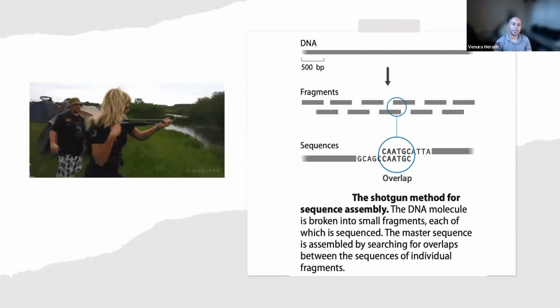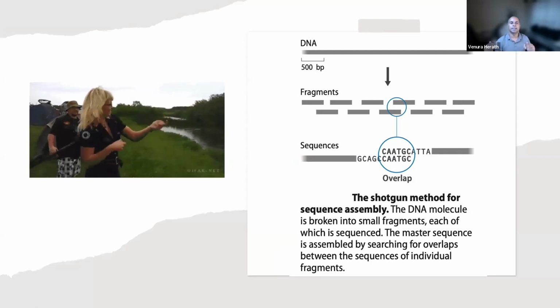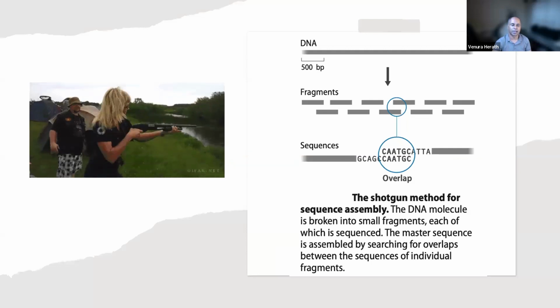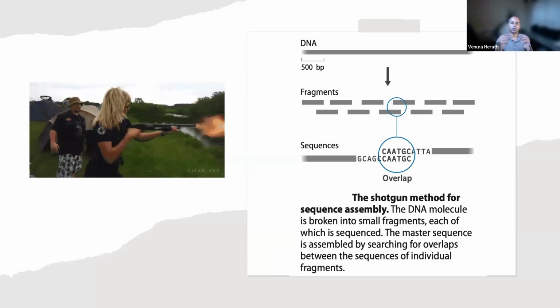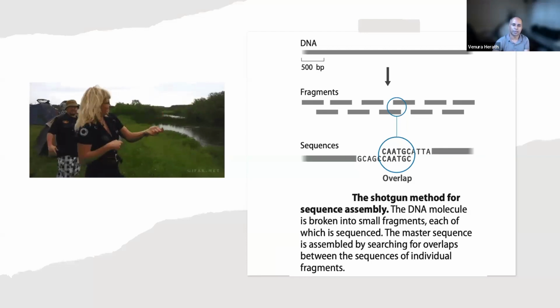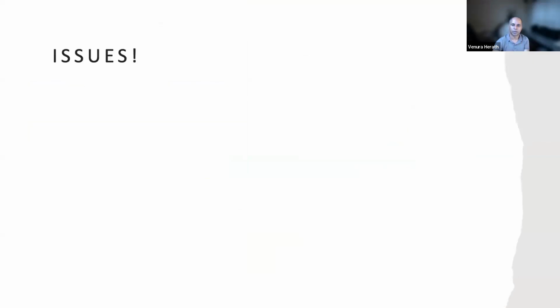What they did is basically, when you have your DNA, you break it into small fragments, and then each fragment is sequenced, and then they did the assembly based on the sequence similarity between them, because you get overlaps, and based on the overlaps you can assemble your genome.